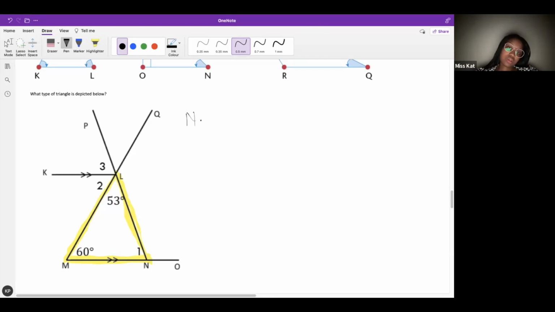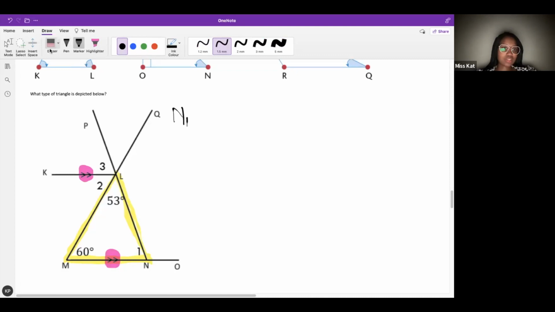Ma'am, I found out, is it not N1 equals 180 minus 60 plus 53? Yeah. Okay, you can do it like that, but how else can you do it? Look at these angles over here. What are those? Ma'am, they're alternating, ma'am. Yes. So K2 is 60 degrees because of alternating angles.